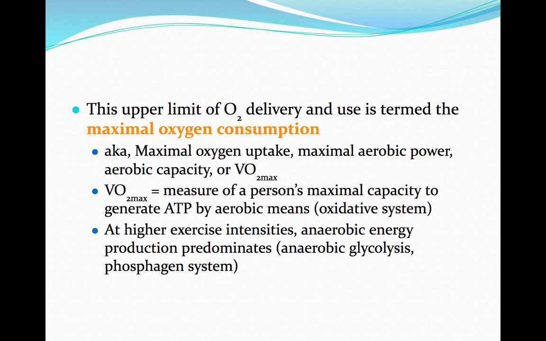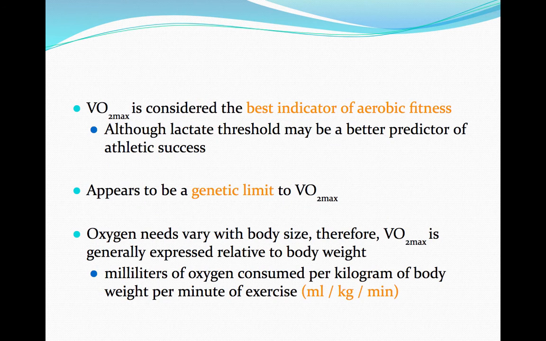At higher exercise intensities, of course, once we get to the very end, anaerobic energy production predominates. So we have to switch over to anaerobic glycolysis and even a little bit of the phosphagen system, and that's why you see that increase in lactate once someone starts to get way up high in that intensity.